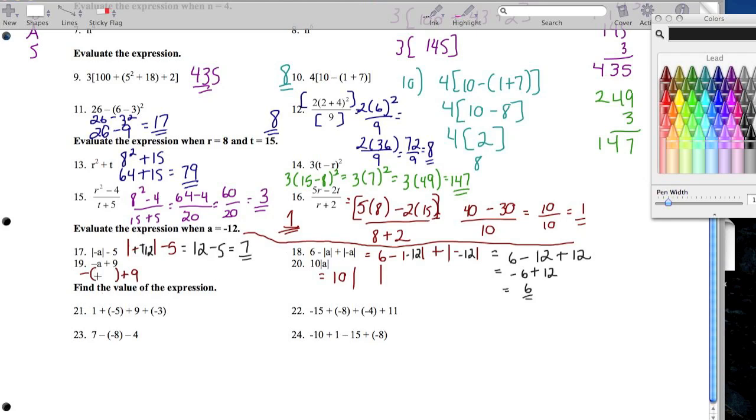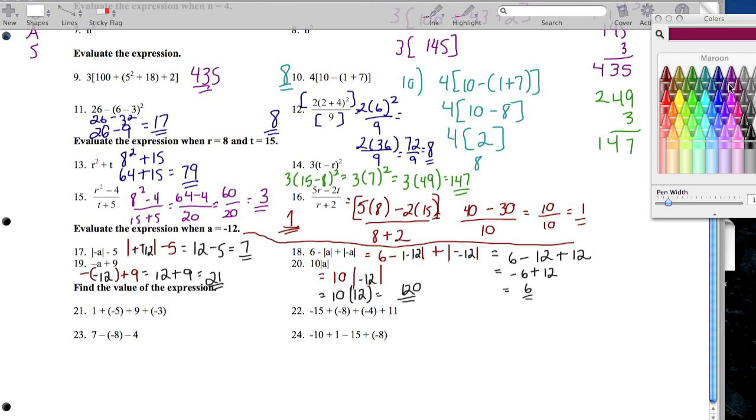Number 19, we have negative a plus 9. A is negative 12. So really this is negative negative 12, which is the opposite of negative 12, or positive 12. 12 plus 9 is equal to 21. And the last one, 10 times the absolute value of a. So 10 times the absolute value of negative 12 is 10 times 12. 10 times 12 is 120. Well done, guys. Well done.